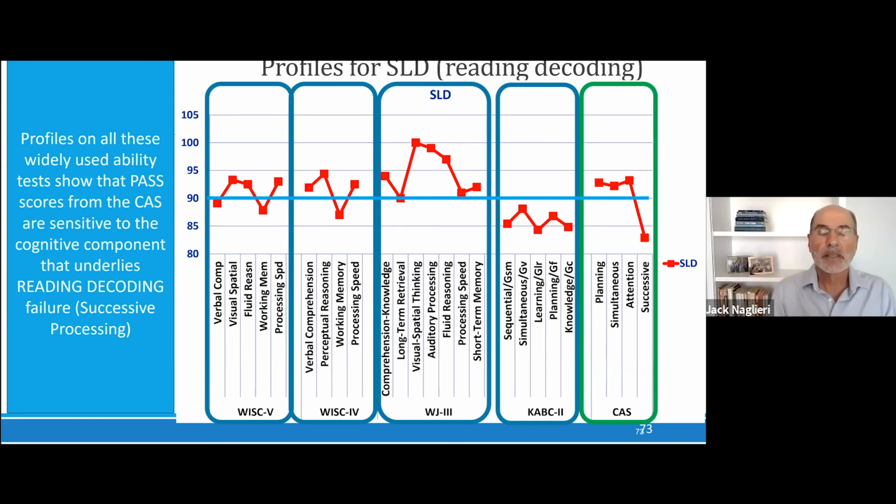Now, is this enough information? No. We need to have another group and see if we get a different profile. And if you think about the students that we have traditionally struggled with, ADHD versus LD, right? So let's look at kids who have ADHD. What do they look like on these profiles? I did the same thing for those individuals.